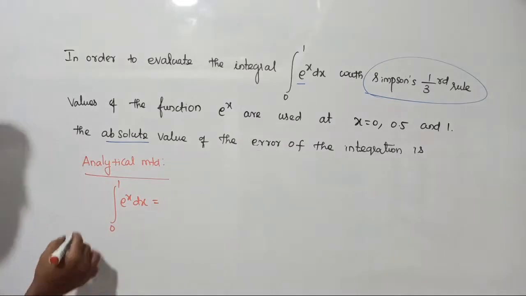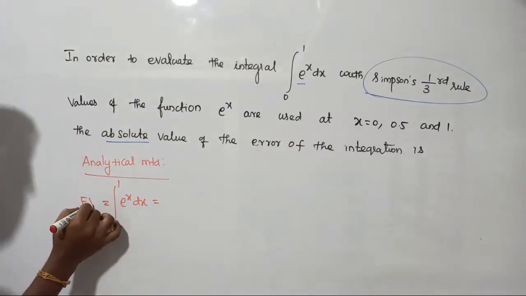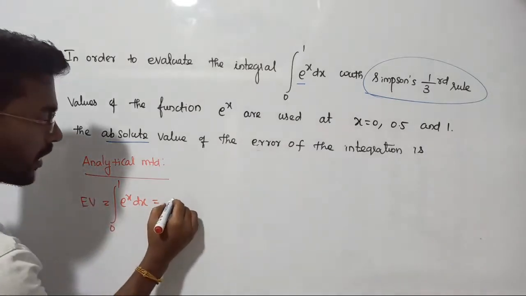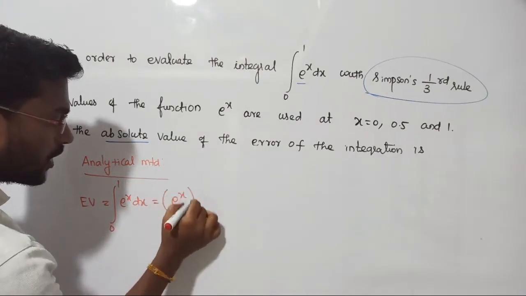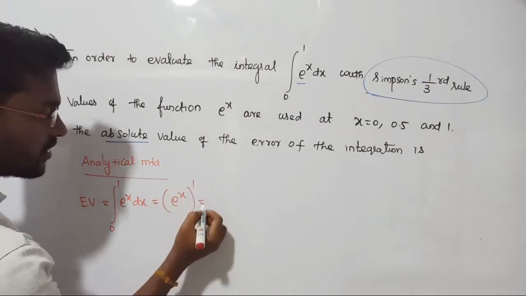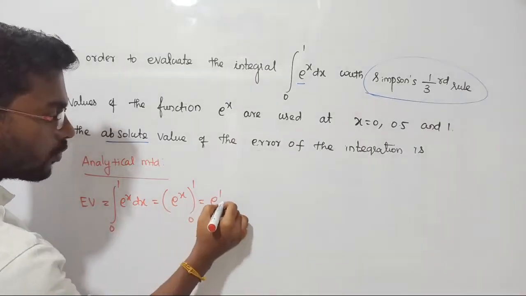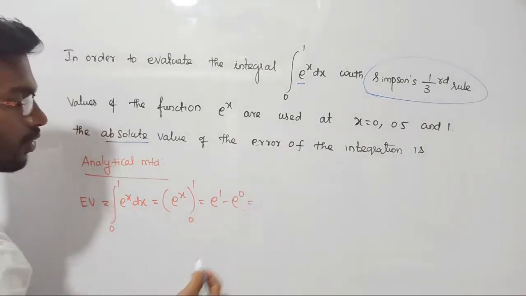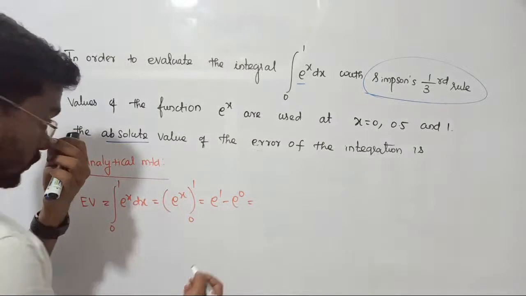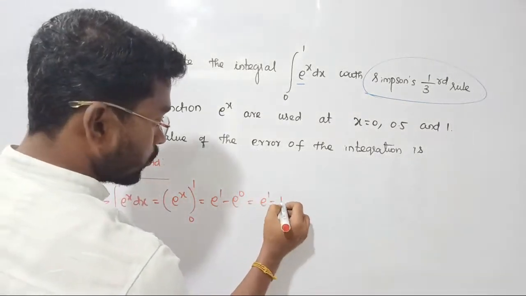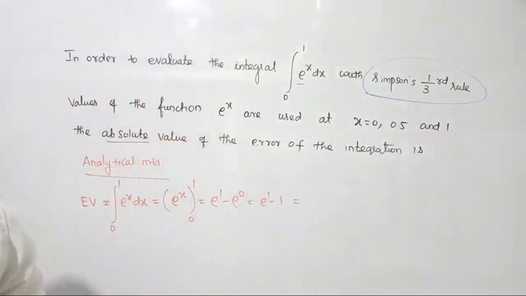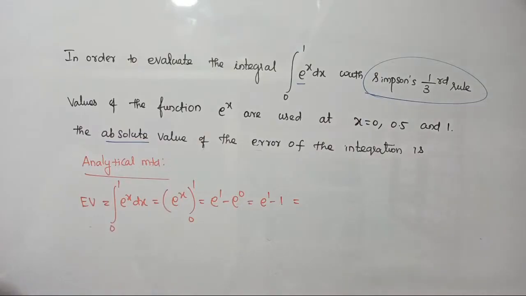Its exact value is equal to the integral of e power x, which becomes e power x only, with limits going from 0 to 1, such that e power upper limit, e power 1, minus lower limit, e power 0. We all know e power 0 is 1, right? So e power 1 minus 1. So we are getting e power 1, in the sense, wait a minute, I have to go back to the calculator.